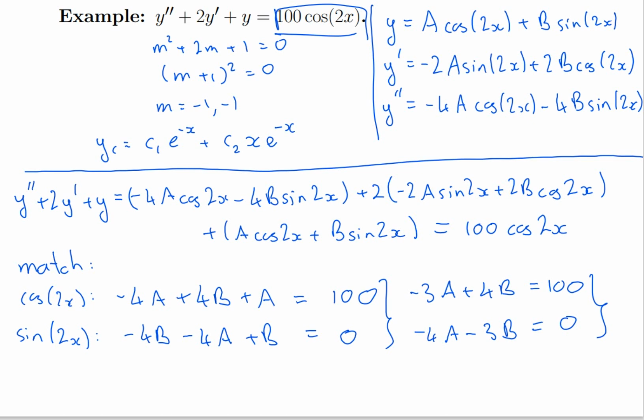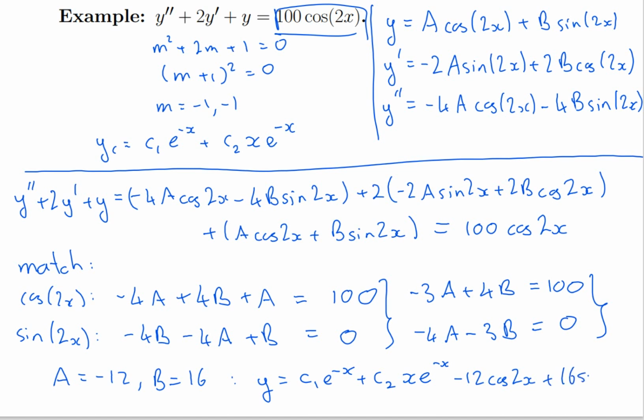Okay, I'll let you solve those equations by Gaussian elimination. I'll just write down the solution. Comes out to be a equals negative 12, b equals 16. So the general solution is y equals c1 e to the minus x plus c2 x e to the minus x, minus 12 cos 2x plus 16 sine 2x. So even though the method did rely on guessing the form of the solution, it does work, and we have solved quite a difficult differential equation, and we have found the general solution.